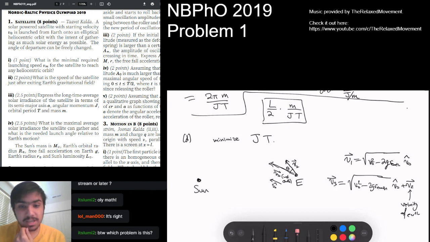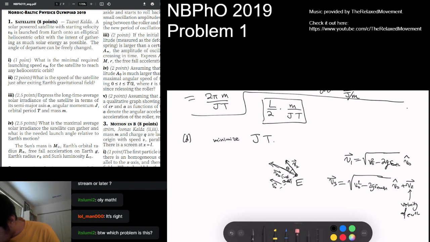this picture is misleading because I need V2 to be perpendicular to the line joining the sun and the earth, because we can assume that the earth is in a circular orbit. I hope. Yeah, earth is in a circular orbit. I think that's implicitly assumed. So I guess this picture is kind of misleading. The sun is actually somewhere down here, and this is a right angle with V2. Okay, JT.